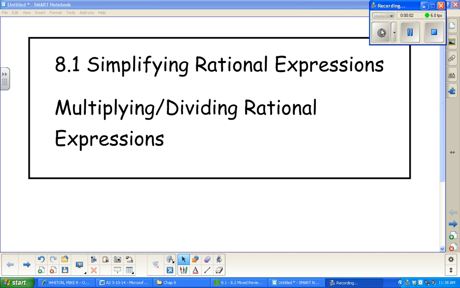Okay, this is going to be a video with just a few examples, some brief overview of the first couple sections in Chapter 8 dealing with rational expressions. Section 8.1 is going to cover simplifying, basically reducing things, multiplying and dividing rational expressions. So let's get into a couple examples here.